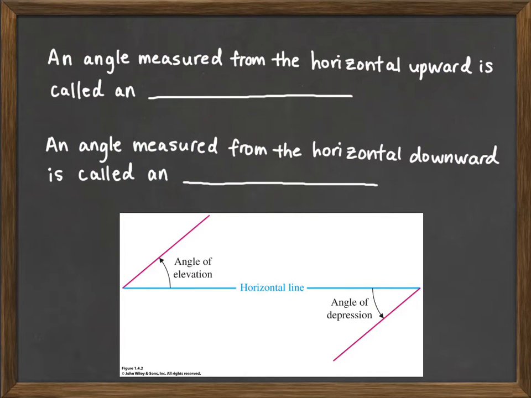So we'll begin with some definitions. First, we say that an angle measured upwards from a horizontal line is called an angle of elevation. Similarly, if we have an angle that's measured downward from a horizontal line, we call that an angle of depression.